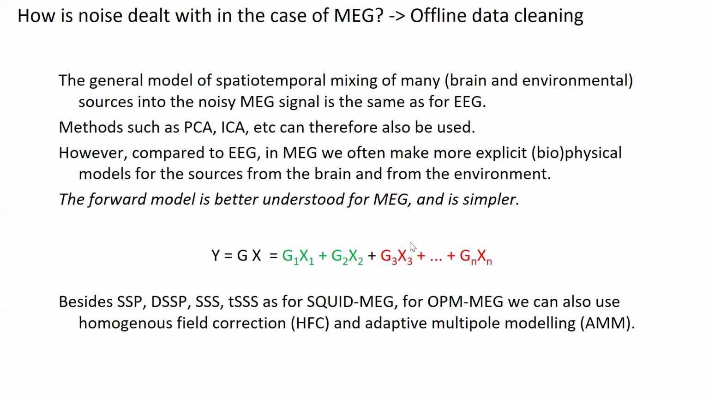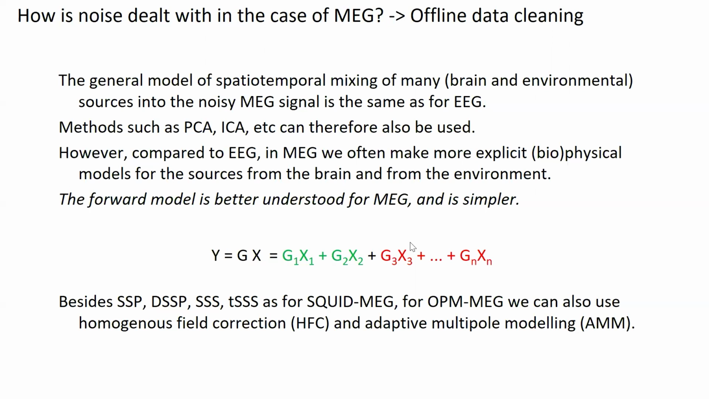However, compared to EEG, in MEG, we often make more explicit physical and biophysical models for the sources from the brain and for the sources from the environment. And that's really a very important difference in the techniques that are used for EEG versus the techniques for MEG. And it's because the forward model for MEG is better understood than for EEG, and it's simpler.